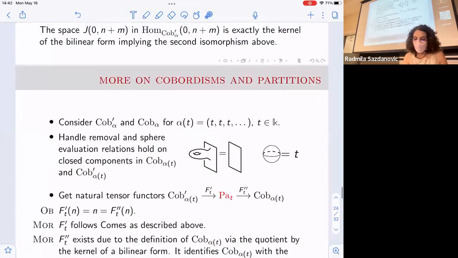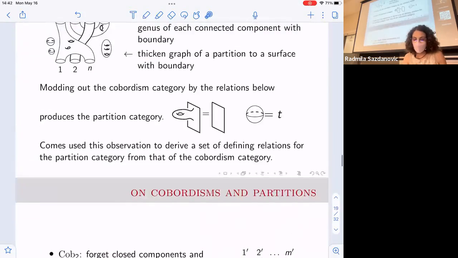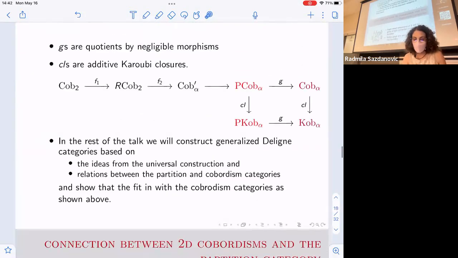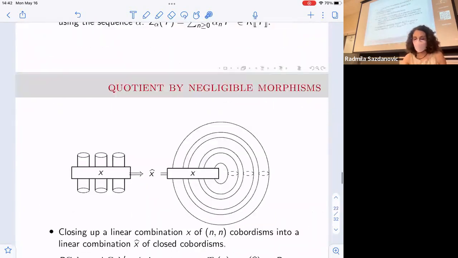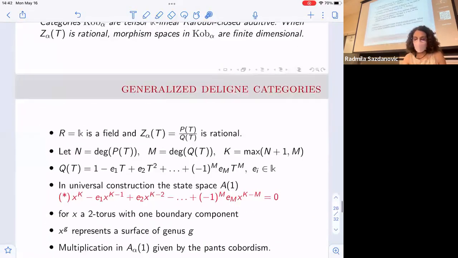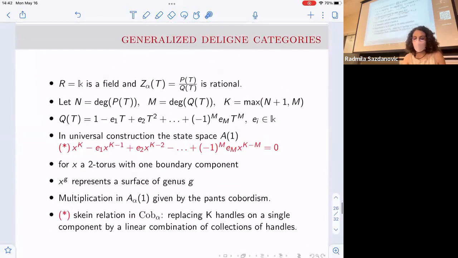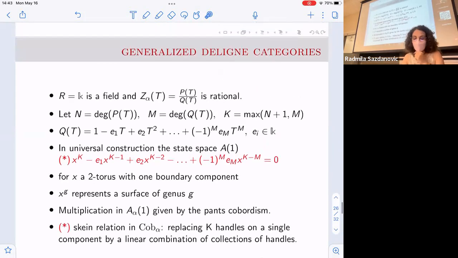Well, maybe let's go back and think a little bit about the correspondence between, I don't have a pretty picture, I'm sorry about it. So when you think about the diagrammatics for the partition category and the cobordisms, there's much more versatility on the cobordism side, right? Because we have the closed floating components and we also have the genus of everything. So those are the things that we were not taking into account. And also, again, we were taking these quotients because they were natural.